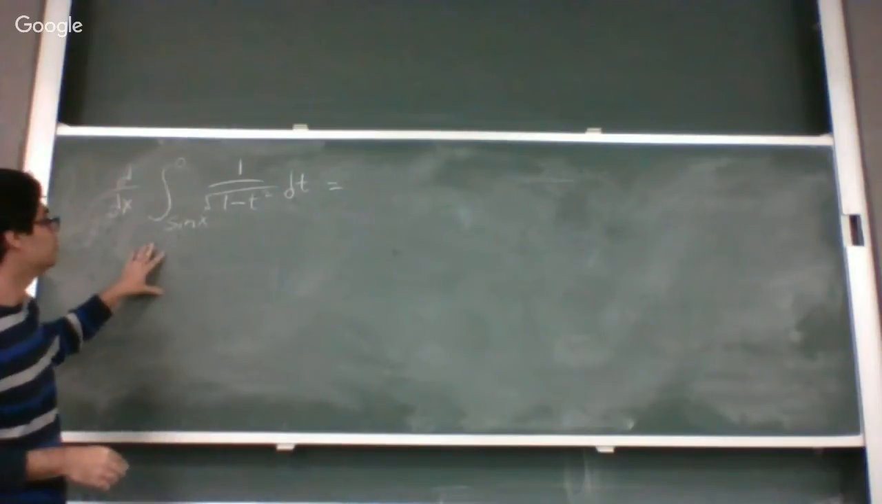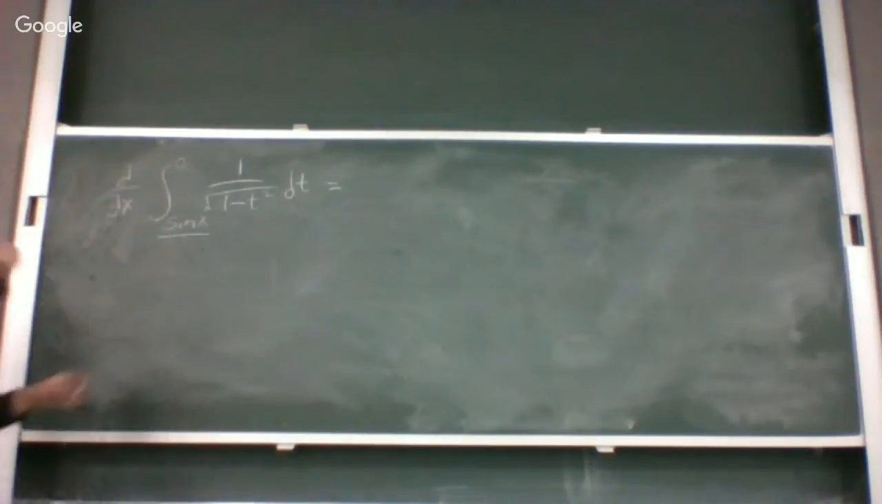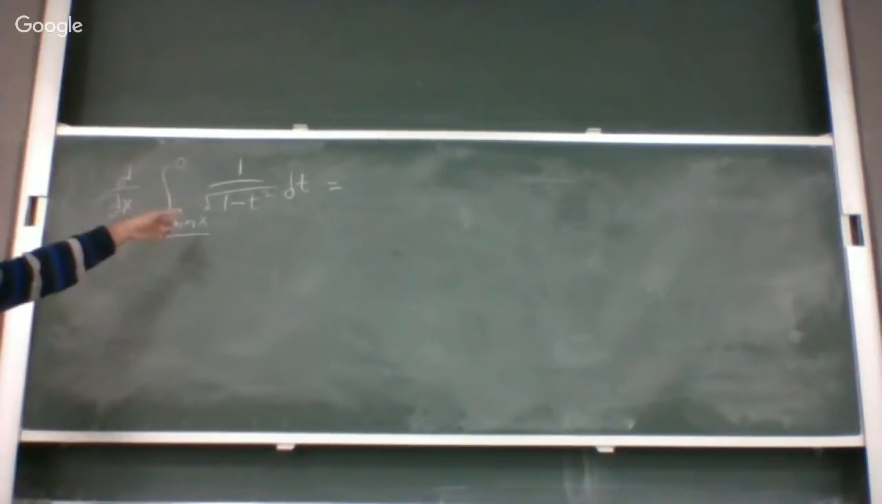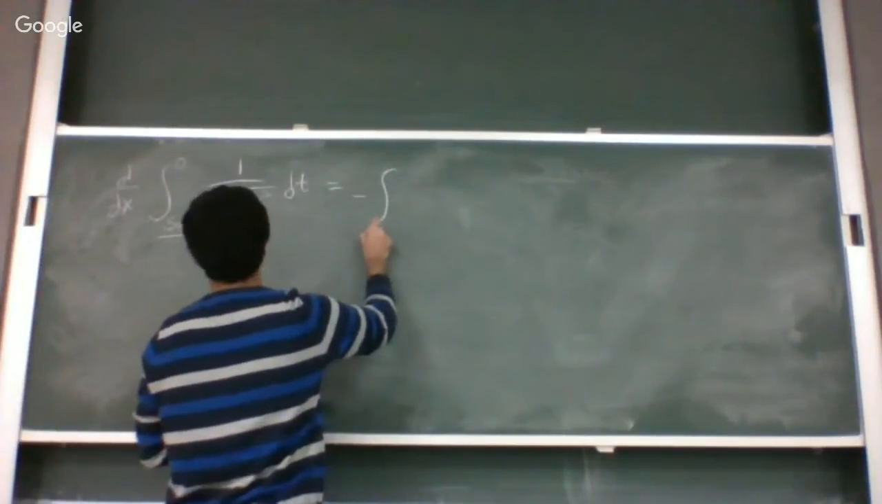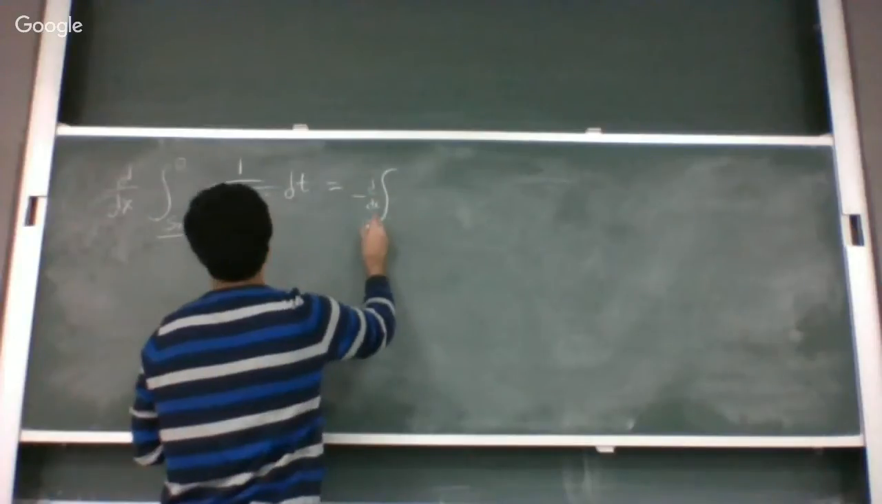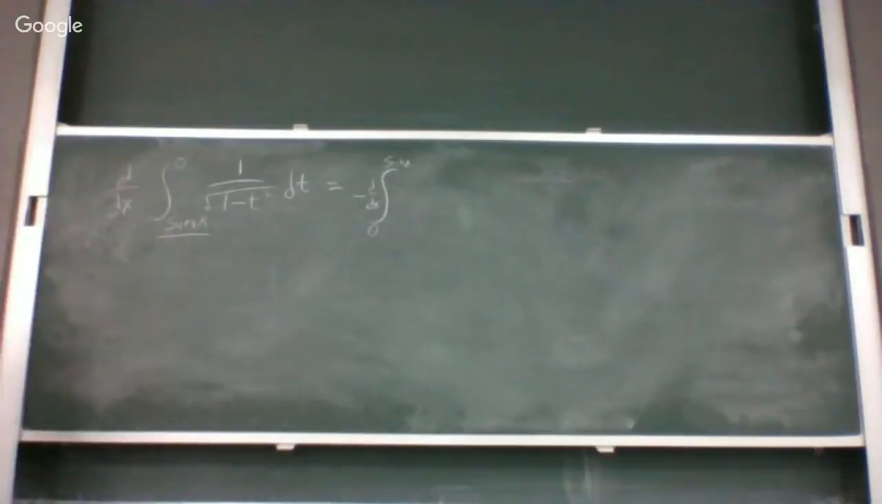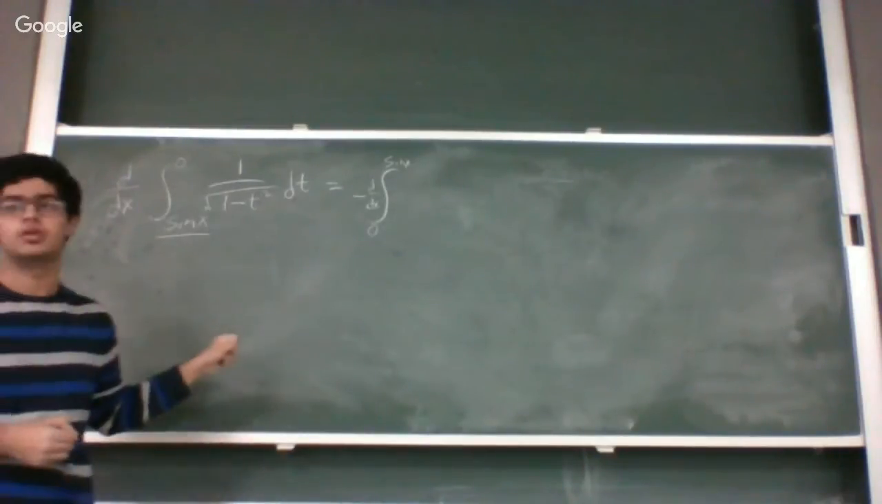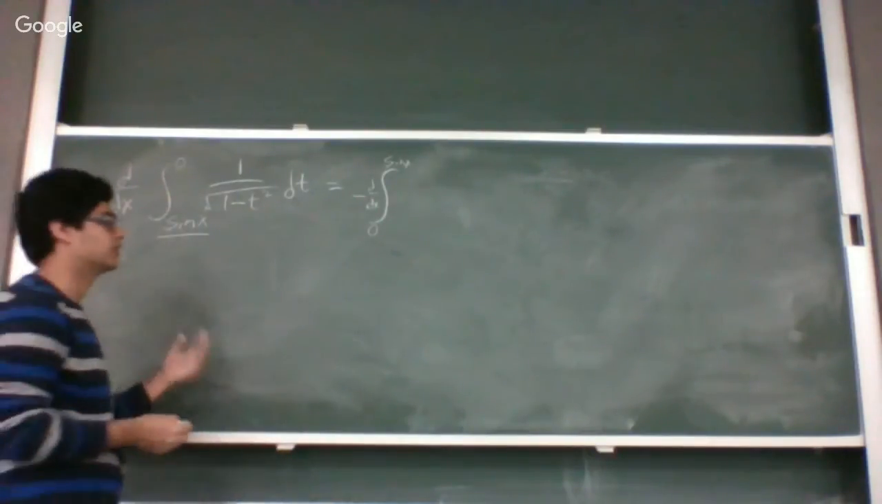The first thing you should always do: since sine of x is our lower limit, we can just multiply by negative 1. So then we have d/dx of the integral from 0 to sine of x. That's something that you guys should have learned. Otherwise, we'd have to do something minus 0 minus. We already took care of the negative.